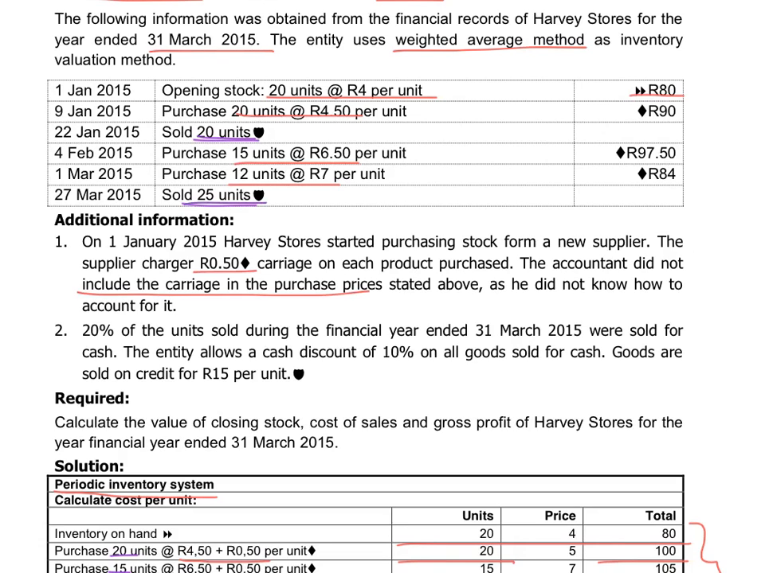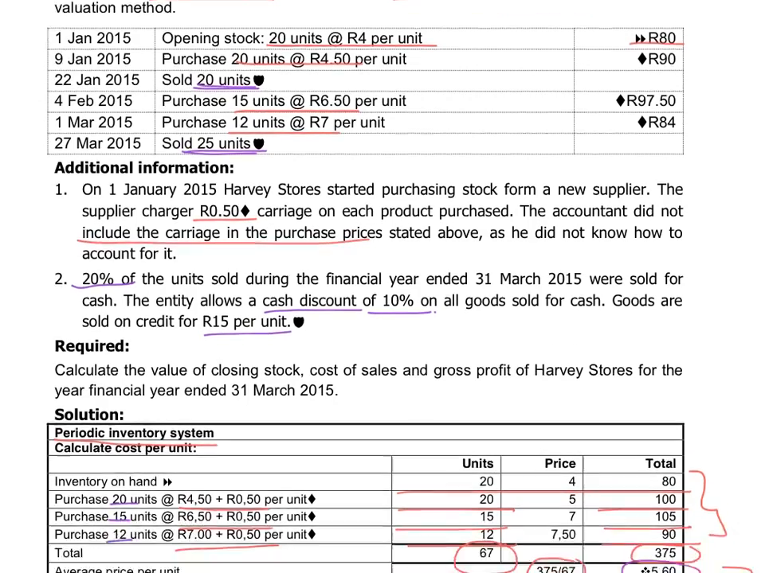And they say 20% of the units during the year were sold for cash. That means 80% was sold on credit. And if people buy cash, the entity allows 10% on all goods that were sold for cash. So we will only receive 90% of the total price. So remember, 20% was sold for cash and 80% was sold on credit. When there's cash sales, we allow 10% discount, and the sales price is R15 per unit.